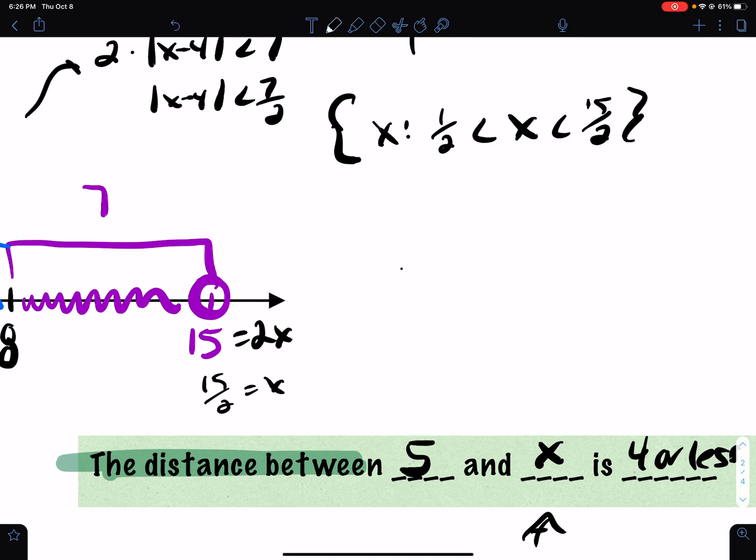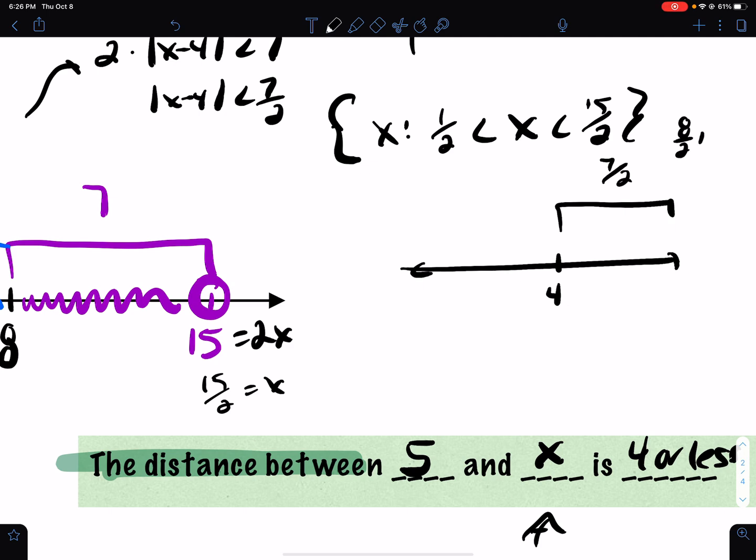I think this is a little bit harder though, because we have to deal with fractions, right? So if we think here, we do have that classic x and the minus in between the absolute values. So this would be the distance between x and 4. And that has to be less than 7 halves. So if I started at 4 and I added 7 halves, which would be 8 over 2 plus 7 over 2, that ending point is 15 over 2.